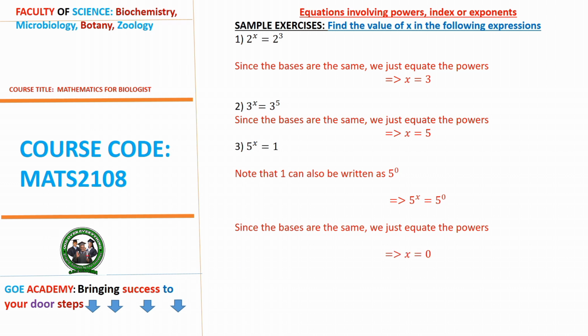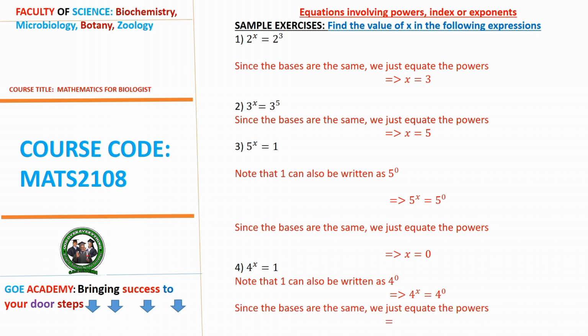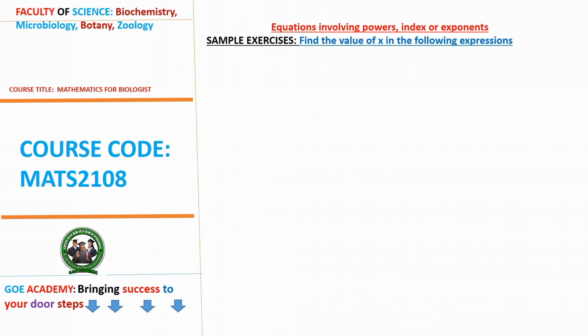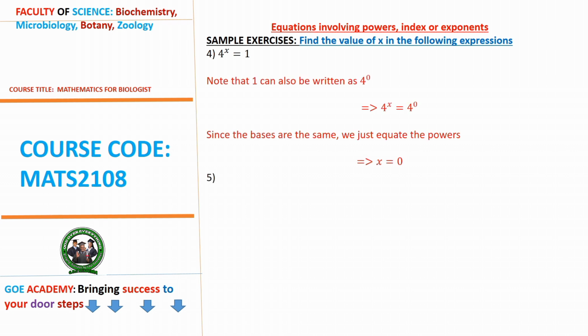so x equals 0. The fourth exercise, if we have 4 raised to the power x equals 1, we follow the same approach. 1 can be written as 4 raised to the power 0, and our expression becomes 4 raised to the power x equals 4 raised to the power 0, implying that since the bases are the same, our value of x just equals 0. We equate the powers. Okay, example 4, if we have 4 raised to the power x equals 1, that's still the same exercise. Our value of x will still be equal to 0 since the bases are the same.